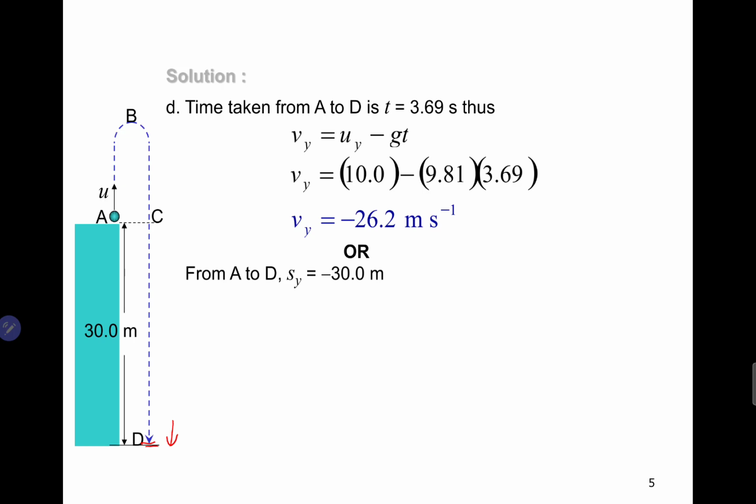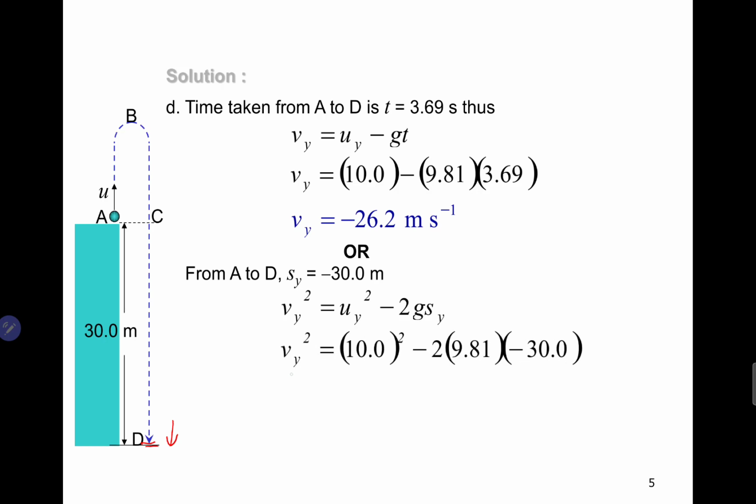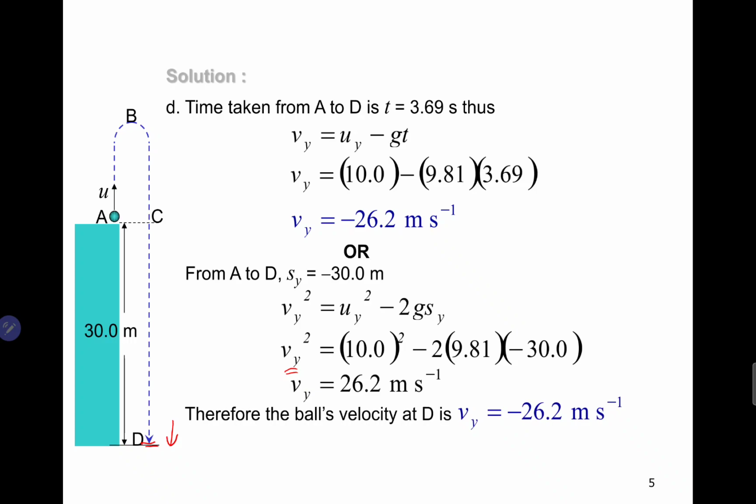Or what you can do is use the total displacement from point A to D. Replace in this equation, v squared equals u squared minus 2gs, where v will be the final velocity which we are going to determine over here. u is 10, and g. s will be negative because it is moving downward. Solve it, and you will end up with 26.2 meters per second. You need to indicate the direction, which is moving downward.